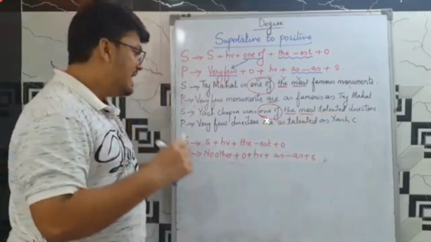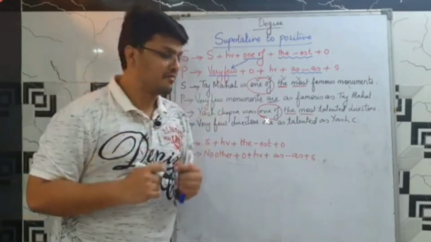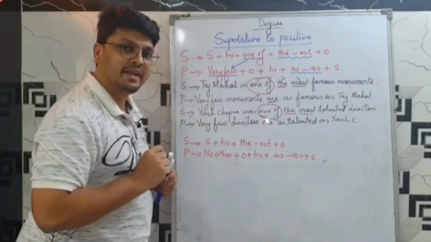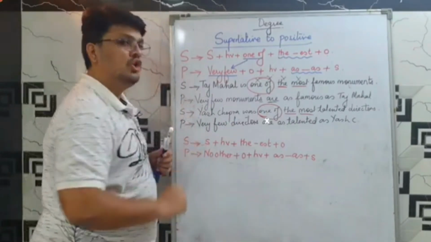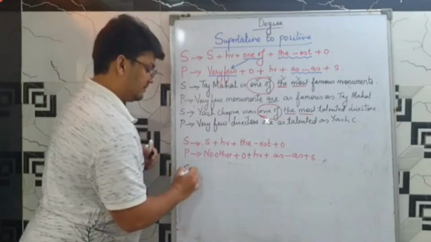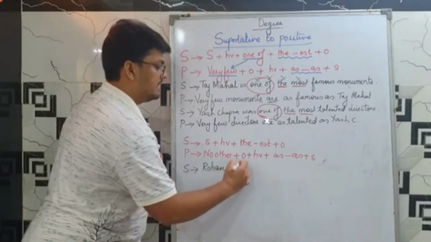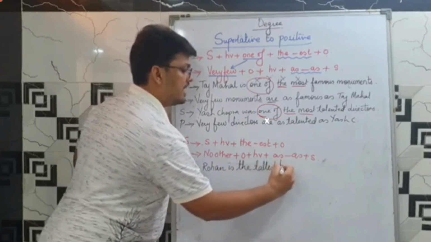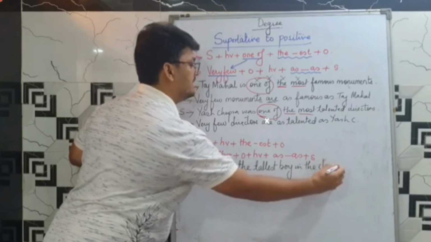Now students, let's see if the superlative degree does not have one of. So students, if you do not see one of in the superlative degree and that degree is superlative, then begin the positive degree with no other. For example, Rohan is the tallest boy in the class. Tallest boy in the class.